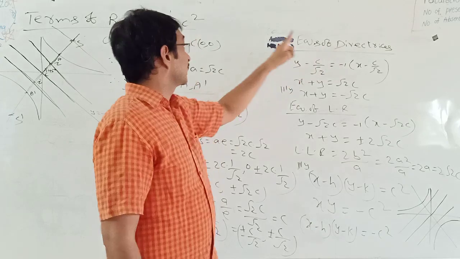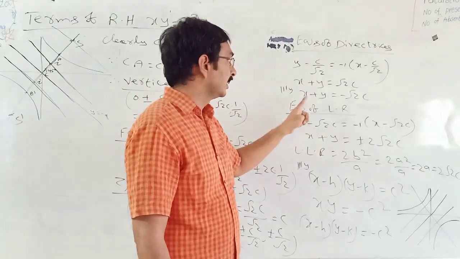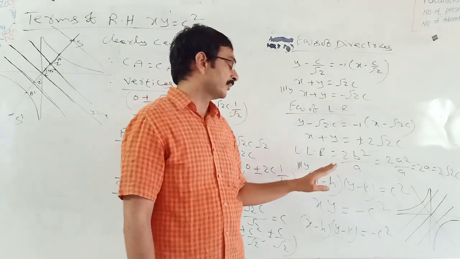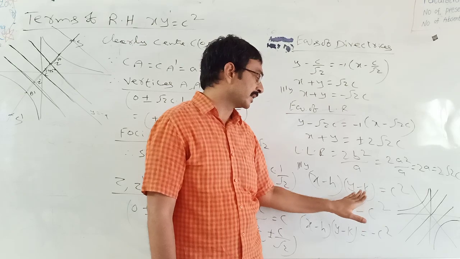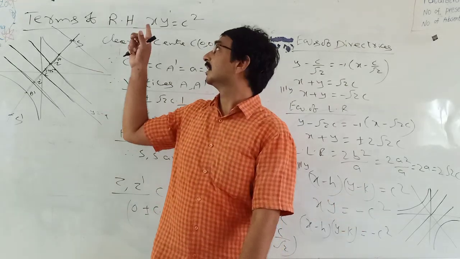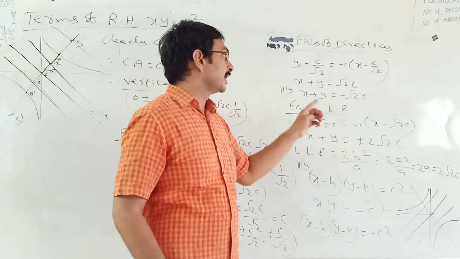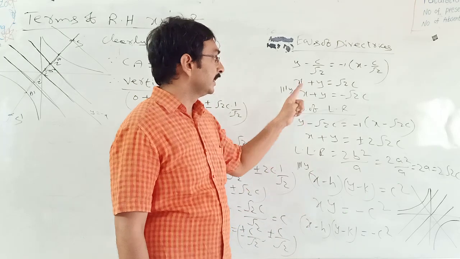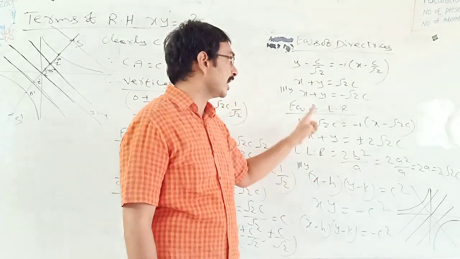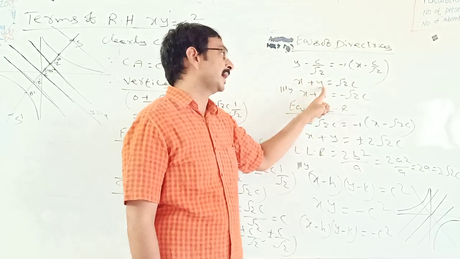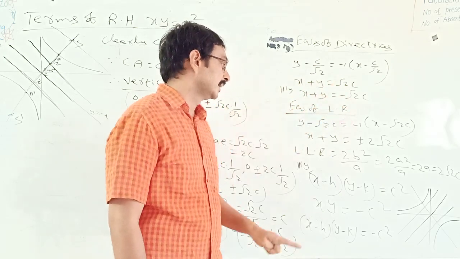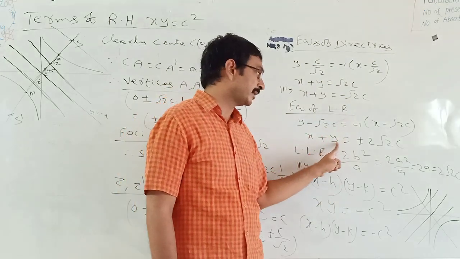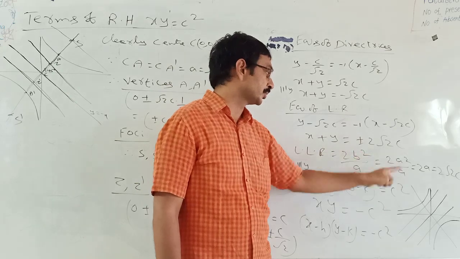The equations of the directrices of xy = c² are x + y = ±√2 c. See the working rule for the equations of the lines related to this one. From these equations, replace x with x − h and y with y − k. Therefore, the equations of the directrices of this one are (x − h) + (y − k) = ±√2 c. Similarly, the equations of the latus rectum of this one are (x − h) + (y − k) = ±2√2 c.